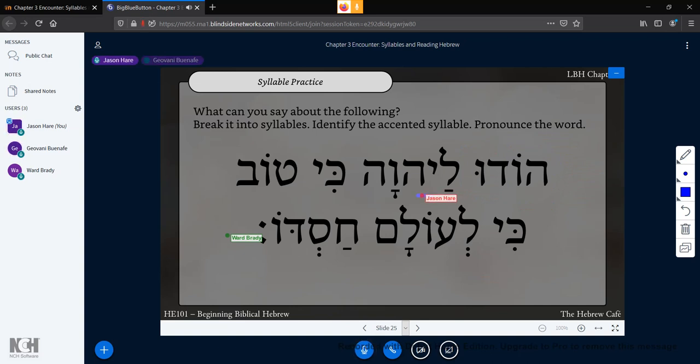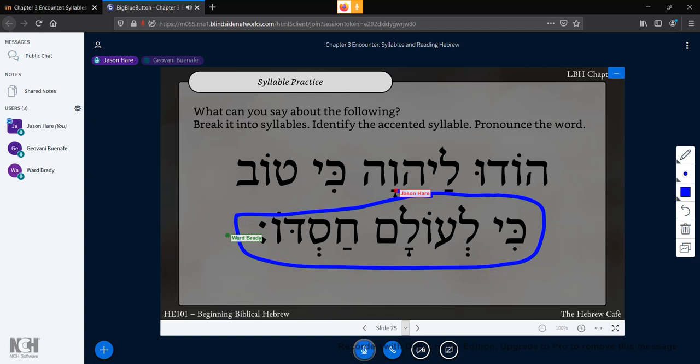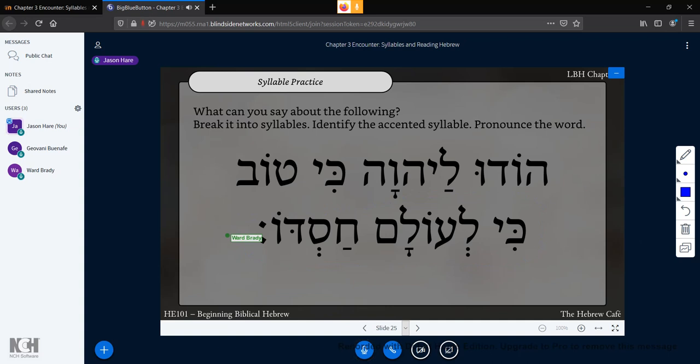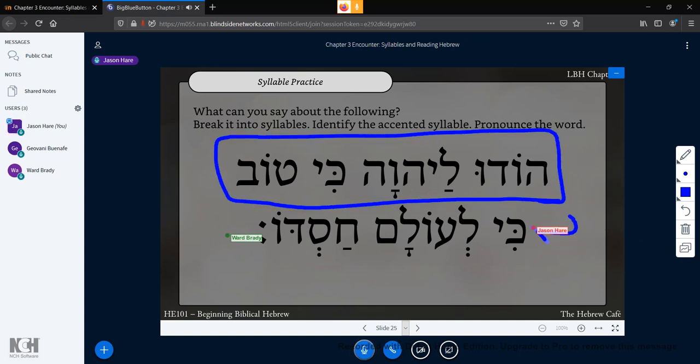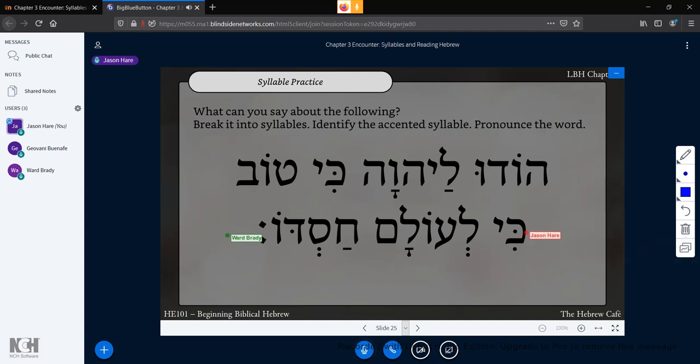The chapter where this comes from has this phrase again and again. For his love endures forever. It will change the first line in each verse, and then the second line in each verse is his love endures forever. It's a really nice passage in the Psalms.